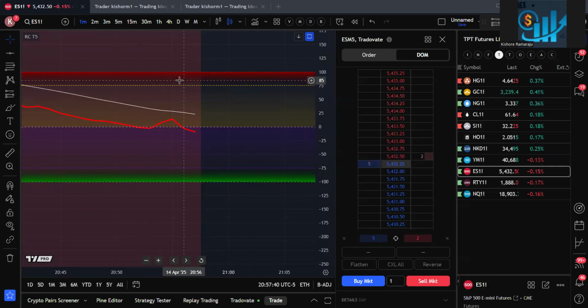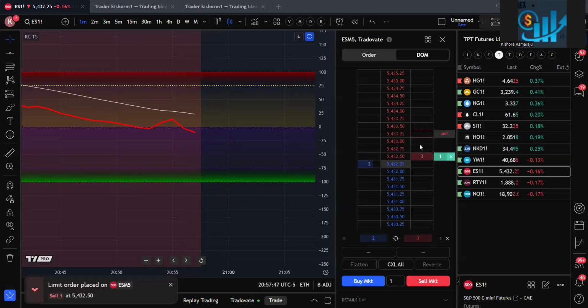Don't use this strategy in the morning time because that will be very volatile. So only during this time I can take the contracts.